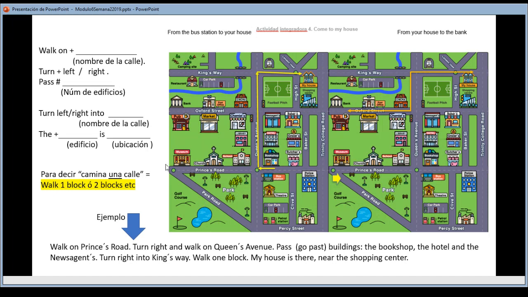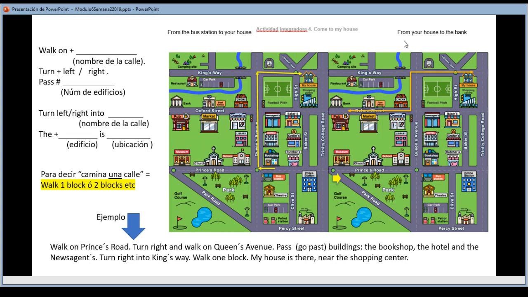Something similar, yes? Well, for this activity, my suggestion is the following. Identify the first point where you are. For example, in this case, it says, describe how to get from the bus station to your house. So here is the bus station. I can walk this way and then arrive to the house.